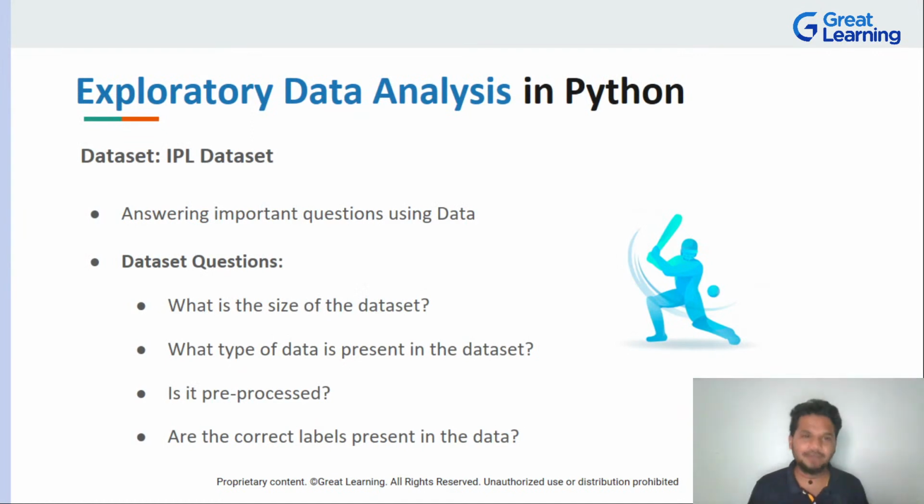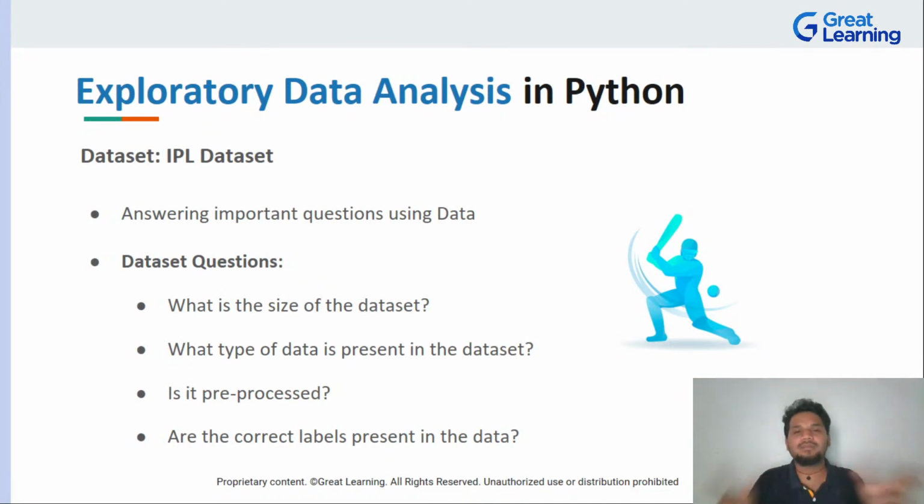So what are we trying to do with the IPL data set that we have? First of all, we need to answer some questions with respect to the data set, because you will be curious, saying, okay, since we're performing data analysis with IPL, what's the data? That again, we can have Python itself answer the question for us. For example, what is the size of the data set? What are the types of data present in the data set? Is this data set pre-processed? Is everything present in this data set correct? Are all the labels present, right?